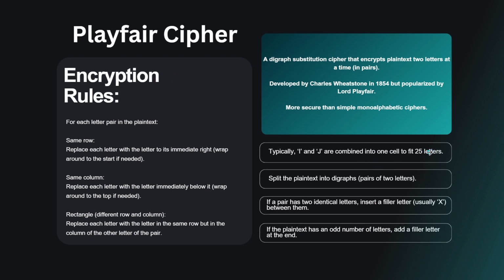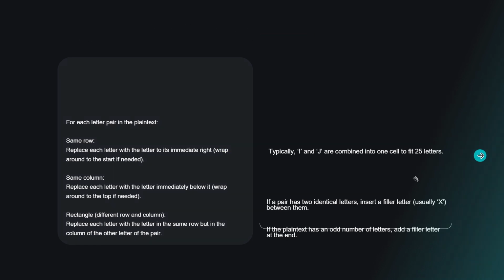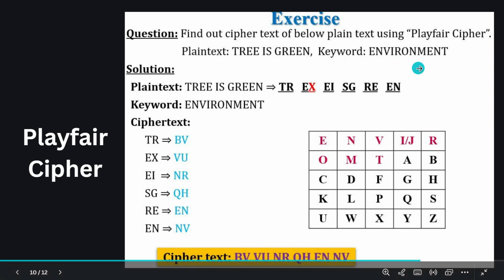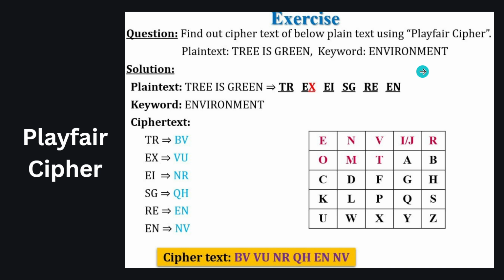So the next one is the Playfair cipher. The first digraph, pair-based substitution cipher. You create a 5 by 5 grid of letters using a keyword like monarchy, removing duplicates and combining I and J. Right, here it is showing the 5 by 5 matrix. Keyword here they are using environment, or I am saying monarchy. You can take any keyword.